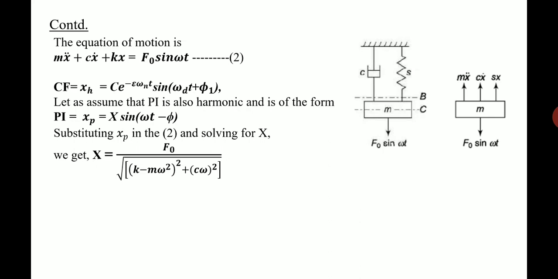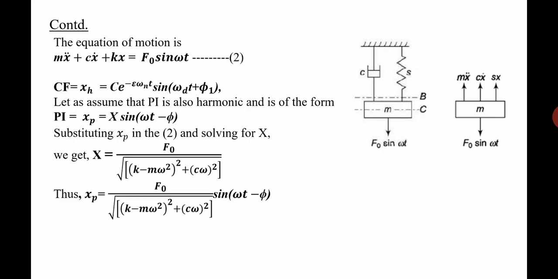So we are assuming that the particular integral is of the form capital X sin of omega t minus phi, and substituting that in the equation and solving for X, you can find out that X is equal to F0 by root of k minus m omega square the whole square plus c omega the whole square. So xp, the particular integral, is given by F0 by root of k minus m omega square the whole square plus c omega the whole square into sin of omega t minus phi. This minus phi may be represented as a phase difference, but here X and phi are both constants which can be found out by the boundary conditions.